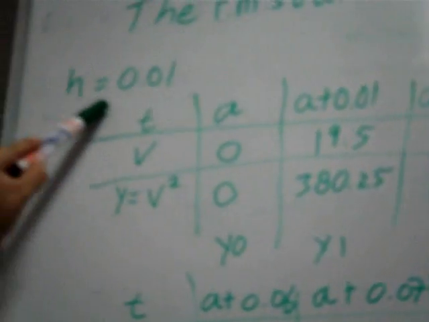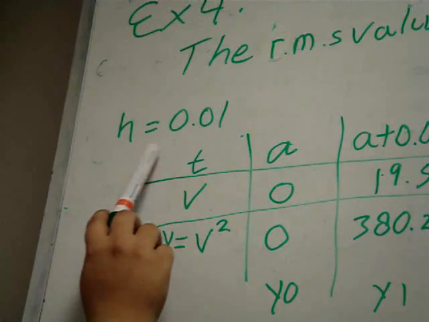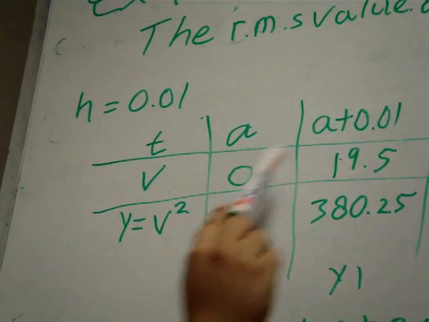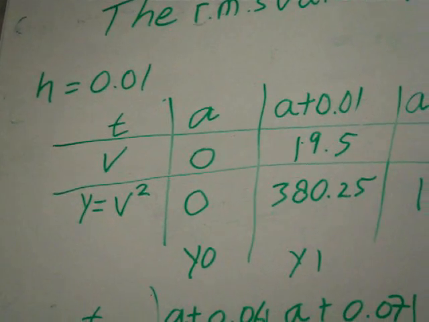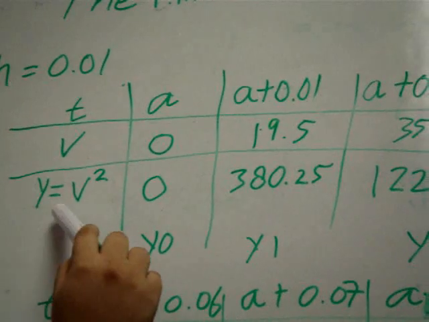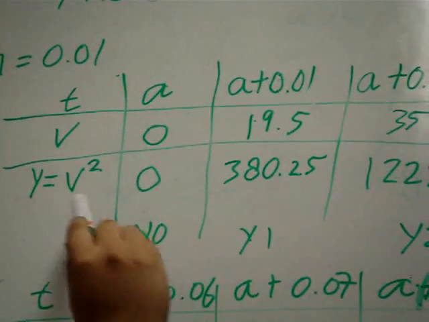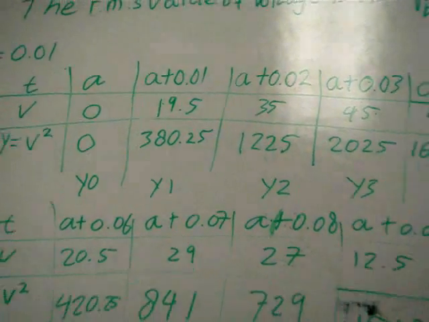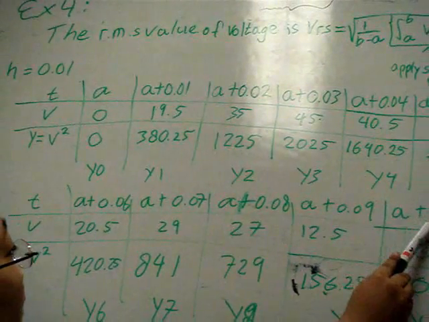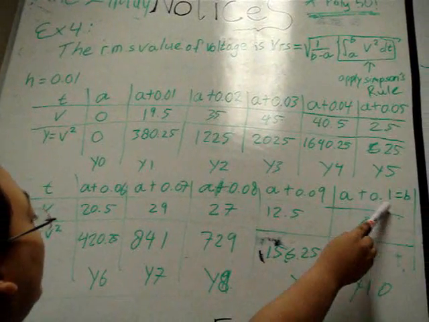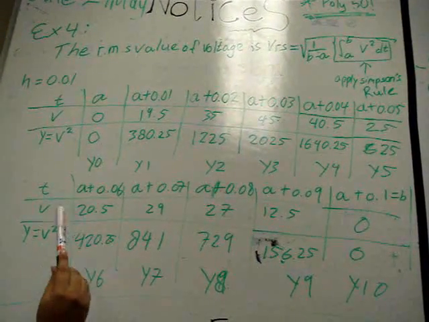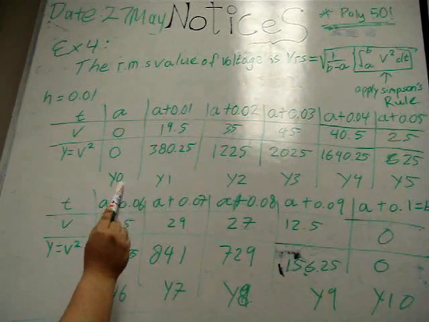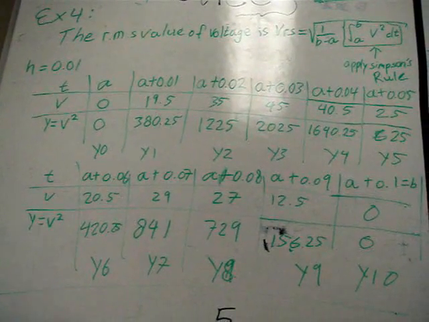And our h is equal to 0.01, as given in example 4. And the values of V are already given in example 4. So y equals V squared. We square all the V values, and we do this until B equals A plus 0.1. And we label the first column y0 until the last column y10.